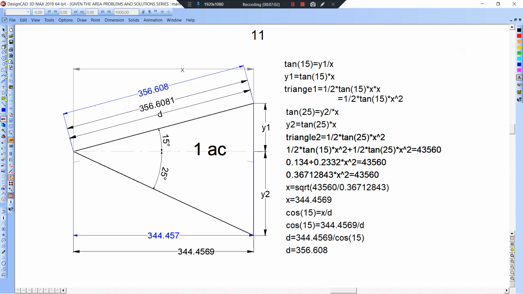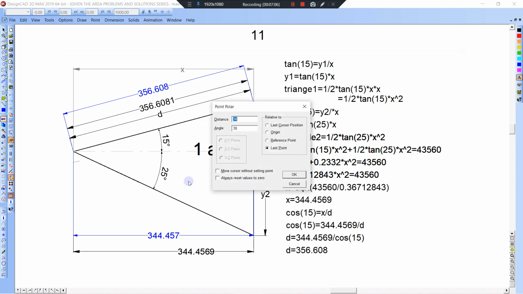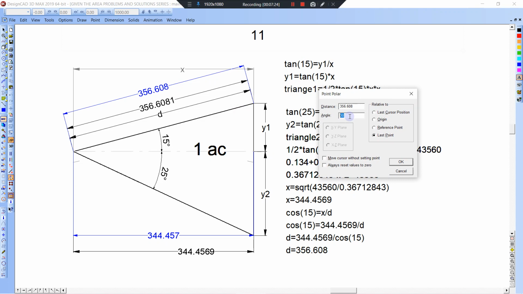Let's say we were in the line command and I wanted to go point polar, 350, 356.608. Right, and then on the angle, I could actually put the angle in here. We know it's 15, but let's say we didn't know it was 15, I would need more information.